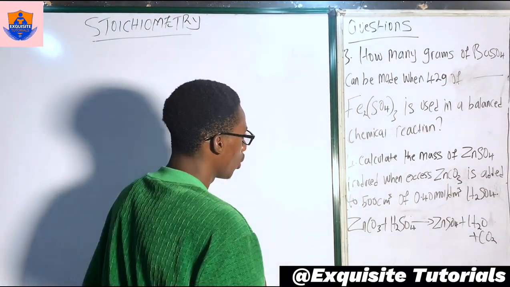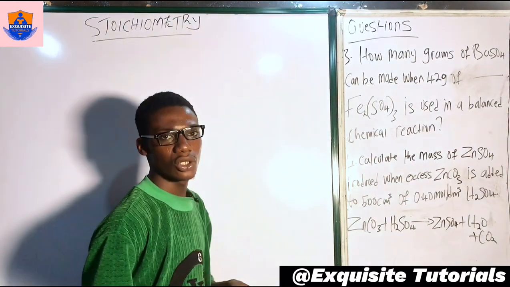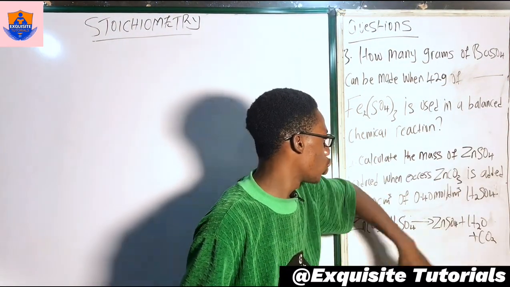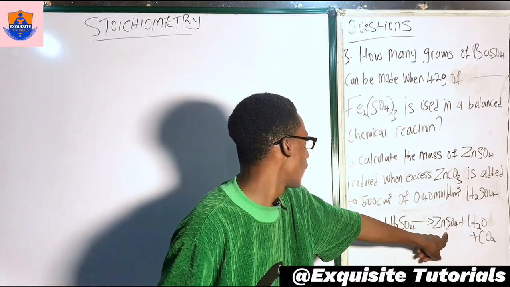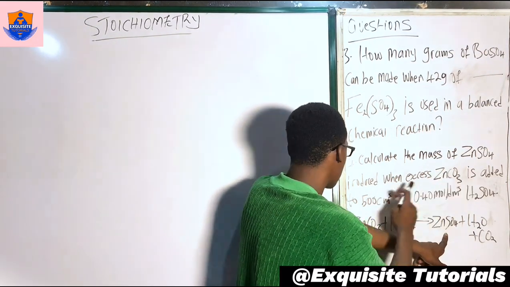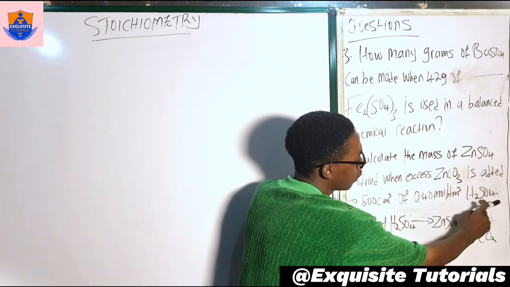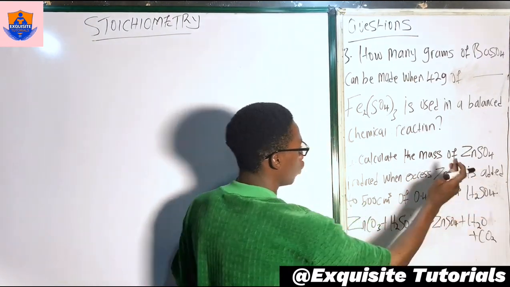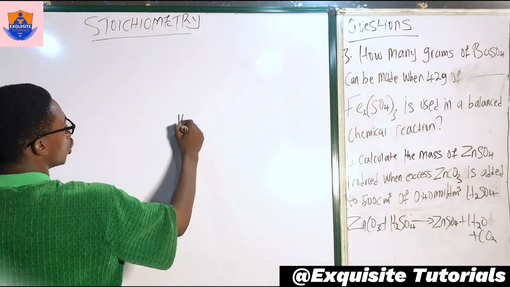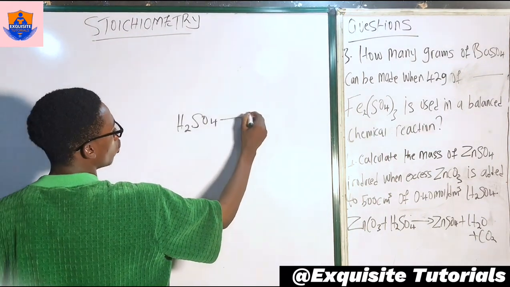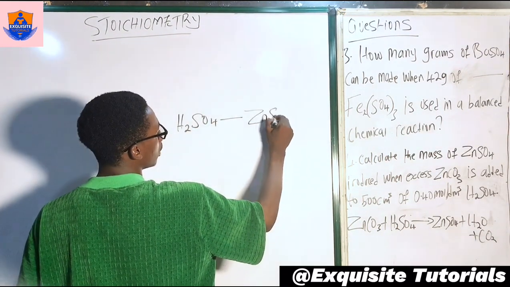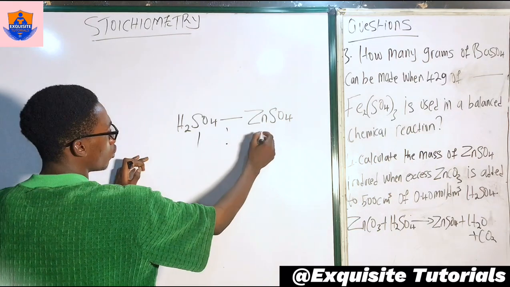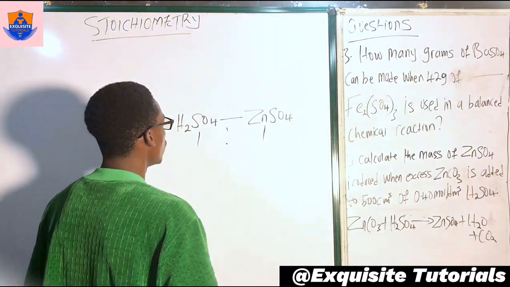So now, just to calculate the mass. We are dealing with a mass to mass relationship. So calculating the mass of ZnSO4, the compound produced when excess of this is added to 500 cm cube of H2SO4. So we are comparing ZnSO4 to H2SO4. So now let's go. We have H2SO4 to ZnSO4. Now you look at the comparison. How many moles do we have here? We have 1 mole.